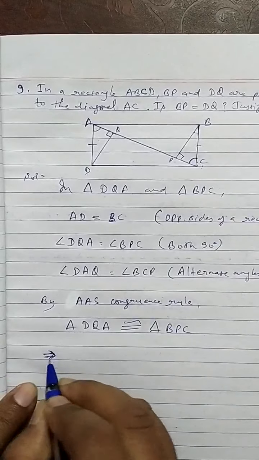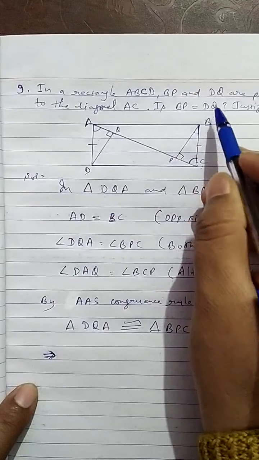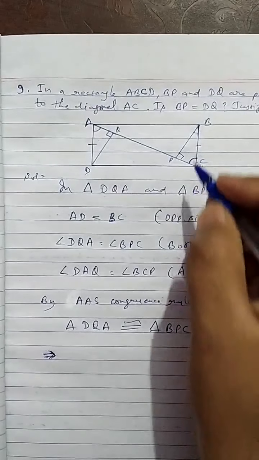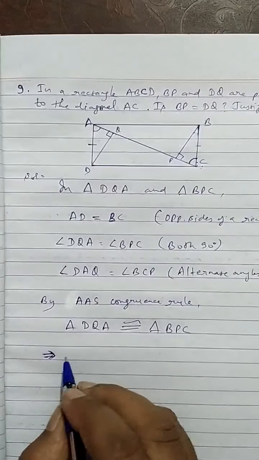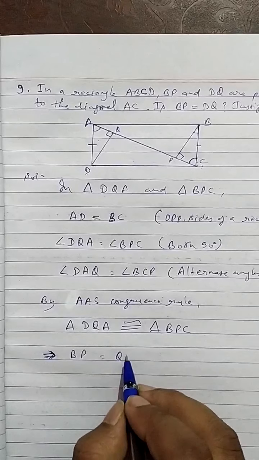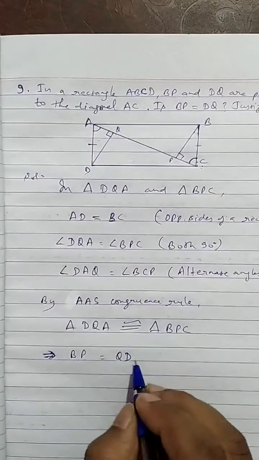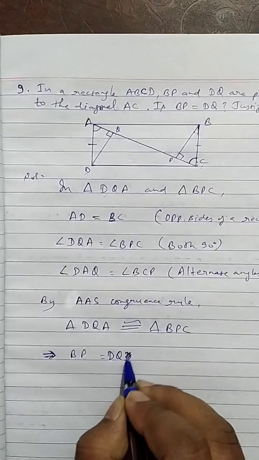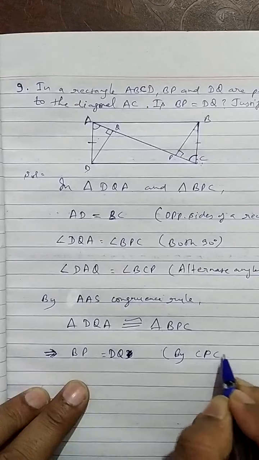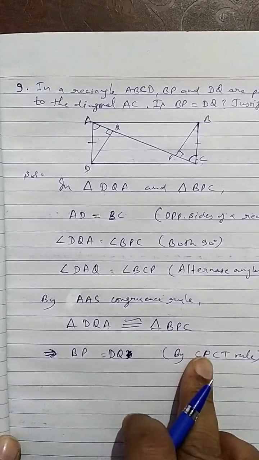So when the two triangles are congruent, we can say that BP is equal to DQ, because these two sides are part of these two triangles. BP is equal to QD, yes. BP is equal to DQ by the CPCT rule. The full form of CPCT is corresponding parts of congruent triangles.